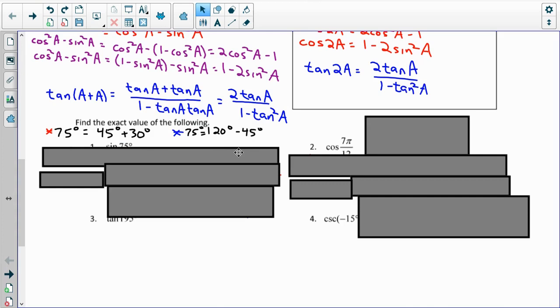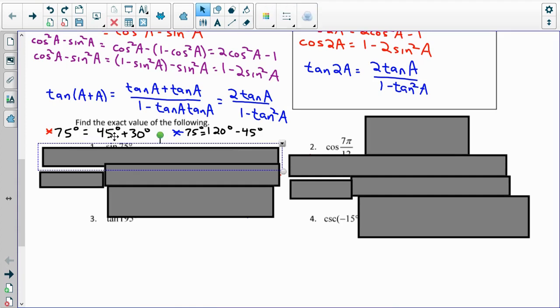You actually have a whole bunch more options to do with 75. These are probably the two clearest ways to get 75 from angles that we already know. So it's important that you use 30, 45, and 60-degree reference angles because we already know those. And it may be tempting to do something like 75 is equal to 90 minus 15 because we know the sine and cosine of 90, but we don't know the sine and cosine of 15. So it's important to make sure that we use angles that we actually know.